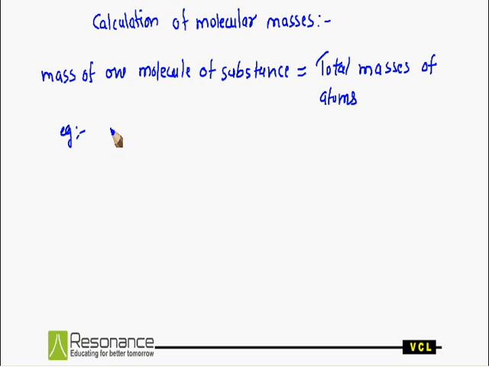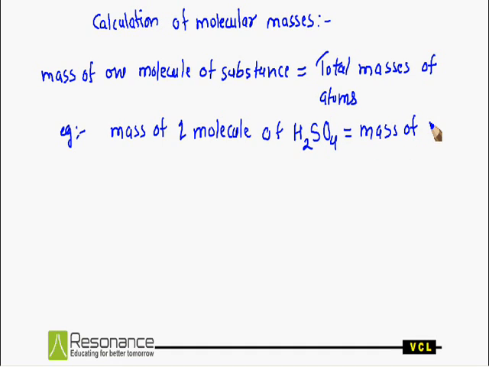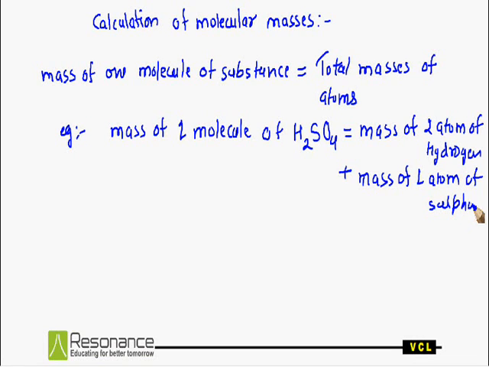Example, the mass of one molecule of sulfuric acid, H2SO4, is equal to the mass of 2 atoms of hydrogen plus the mass of 1 atom of sulfur plus the mass of 4 atoms of oxygen.